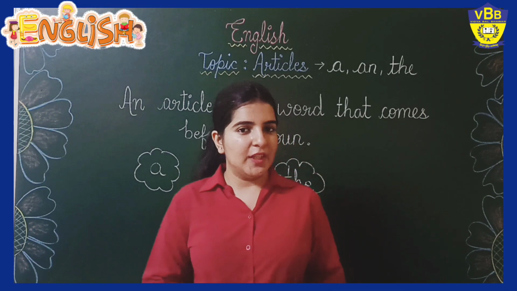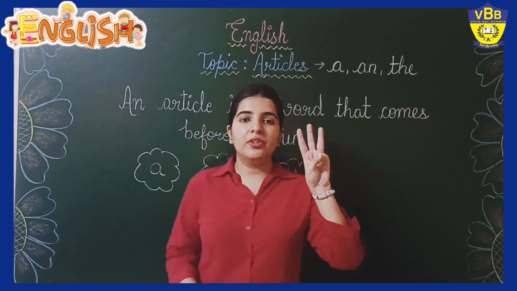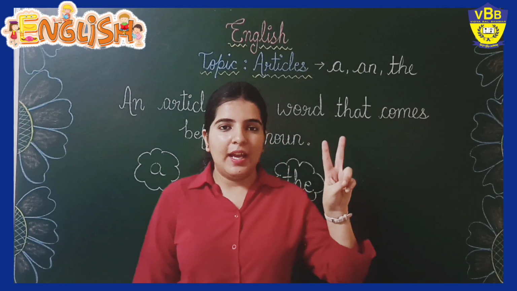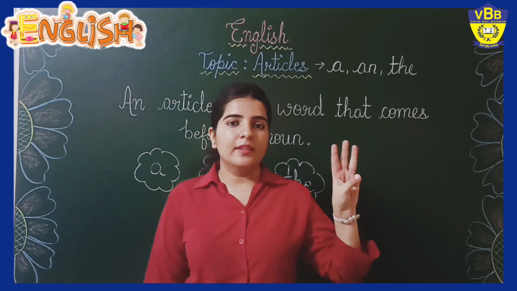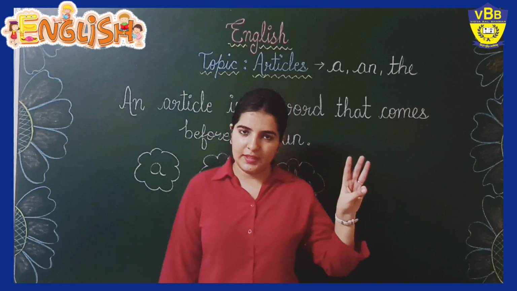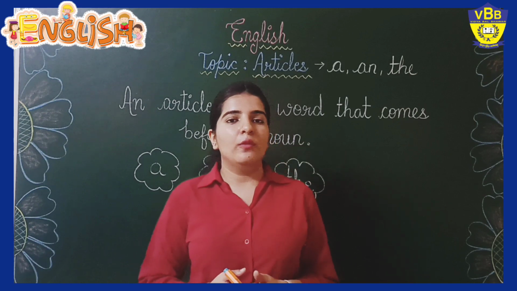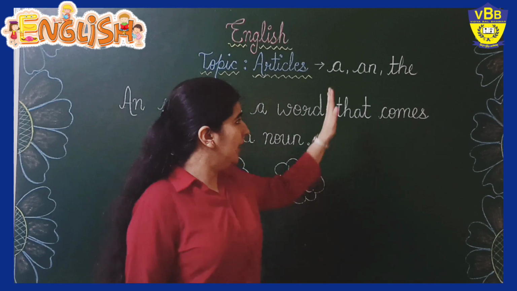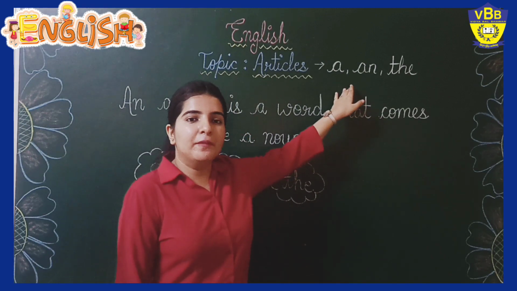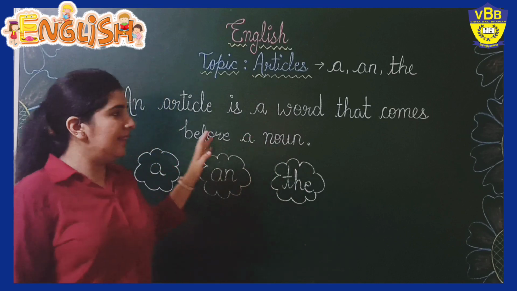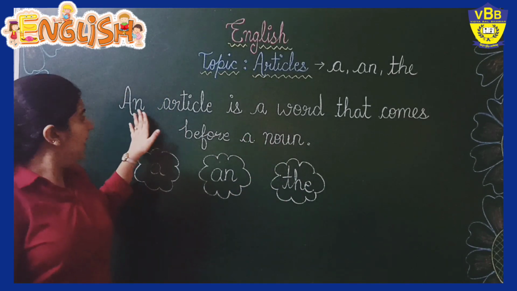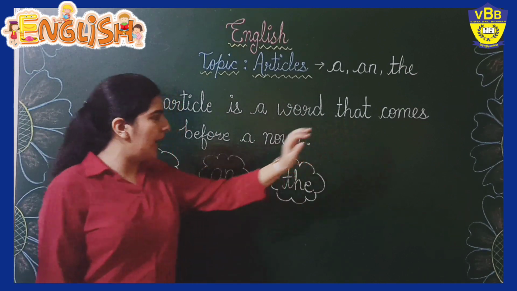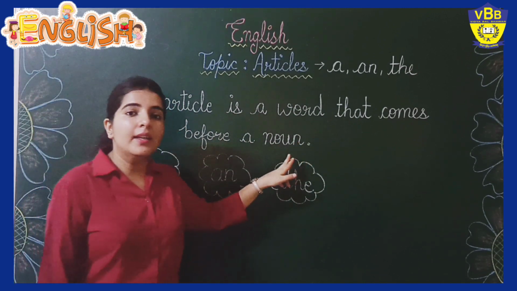So students, in this video, we have seen the three brothers of the articles: a, an, and the. One by one, we are going to learn about the usage of these three articles. But before that, let us see the definition of the article. An article is a word that comes before a noun.